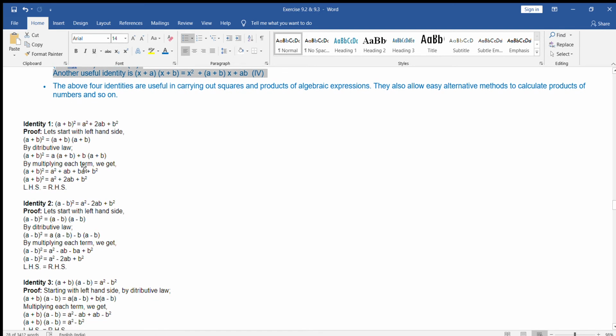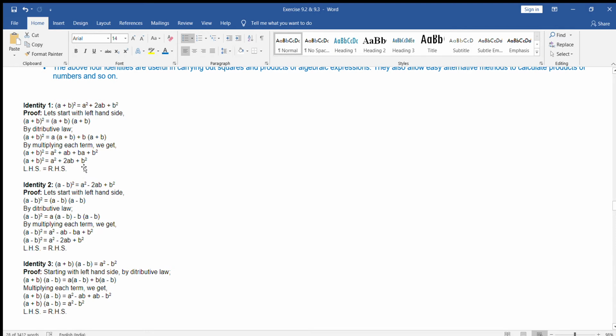(a plus b) whole square equals a square plus 2ab plus b square. We start with the left hand side. (a plus b) whole square means multiplying a plus b with a plus b. As in the previous exercise, we multiply the first term a with a plus b, then the second term b with a plus b. We get a square plus ab plus ba plus b square. These two, ab and ba, are like terms, so they will be added. So we get a square plus 2ab plus b square, and LHS equals RHS.